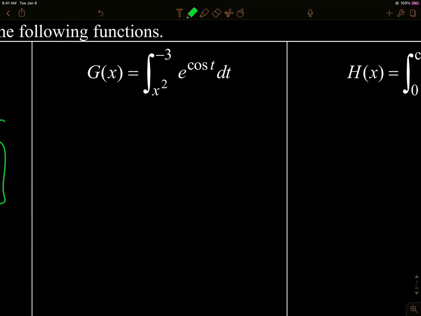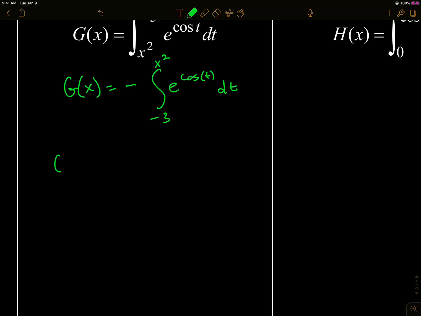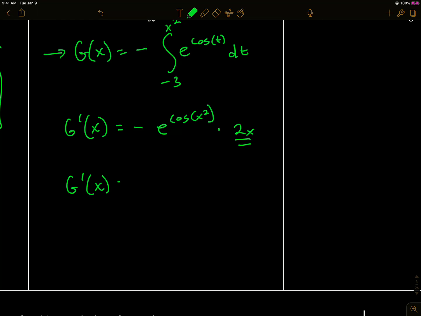All right. So what do we do with this guy when the limits are, the function is not on top? It's got to be in that form where the function goes on top. So we're going to have to apply our property of limits. So if I negate this integral, then I can call it negative 3 to x squared. And now I can take the derivative. So notice I didn't do any derivative here on this step. It's going to be negative e to the cosine of x squared, and then times 2x, because that's the chain rule part right there. So I usually write it with the 2x in front.